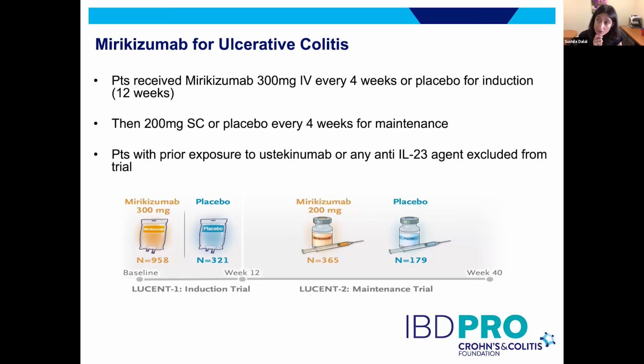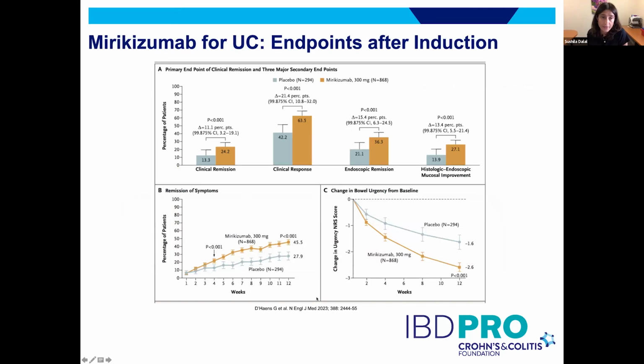So in the trials for mirikizumab, they did not allow previously exposed ustekinumab patients. So we don't have that same sort of data for ulcerative colitis that I just showed you for Crohn's, where we know whether patients that had previously been on Stelara would do well on this medication. So this is how the clinical trial, the LUCENT trial for mirikizumab, was designed. And here's a little bit of the data.